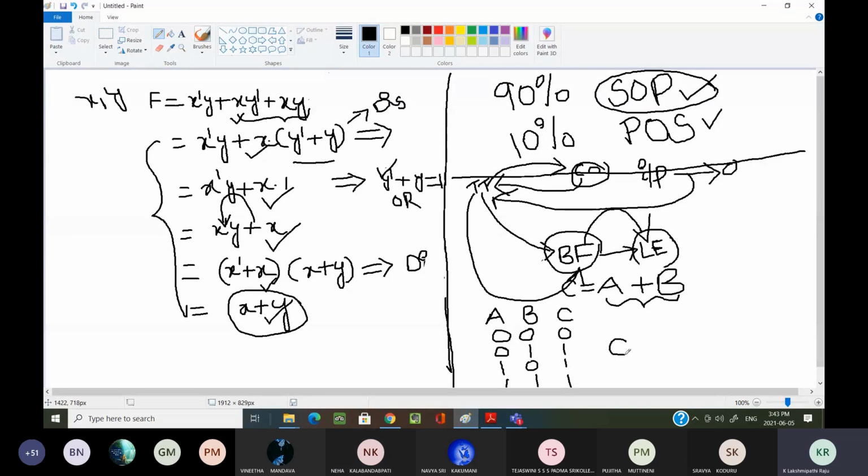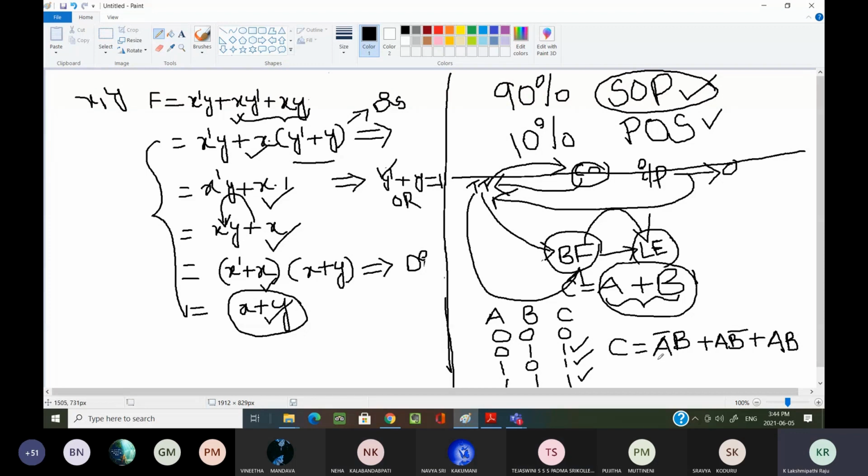Now how have I written the Boolean expression for this one? Before simplifying, I have considered all the ones in my output column. Now tell me the logical expression or Boolean function: A dash B plus A B dash plus A B. Am I correct?